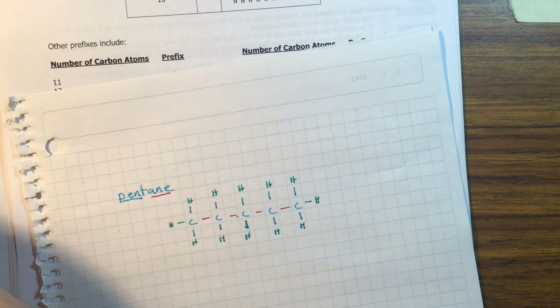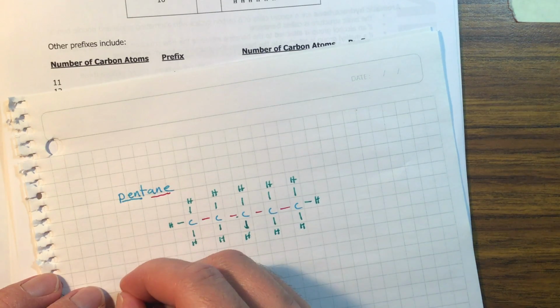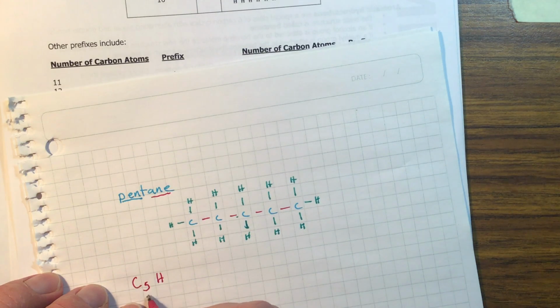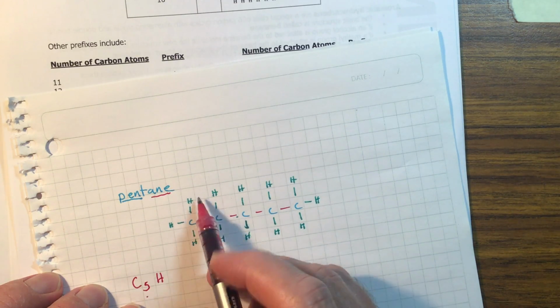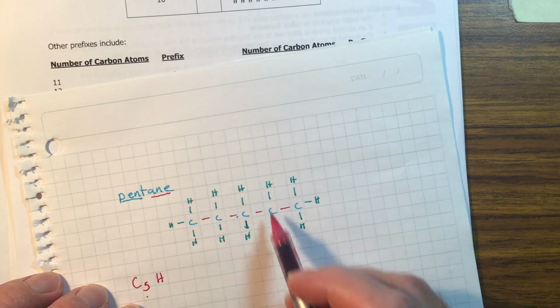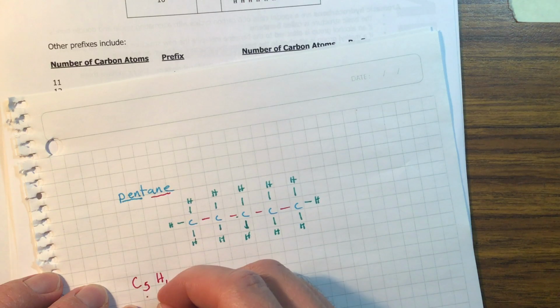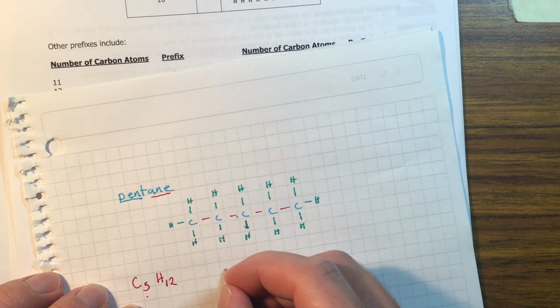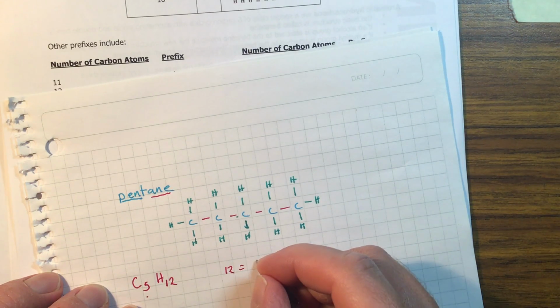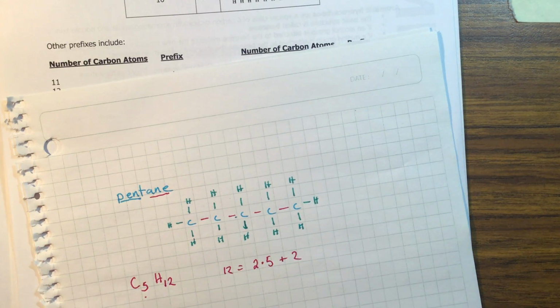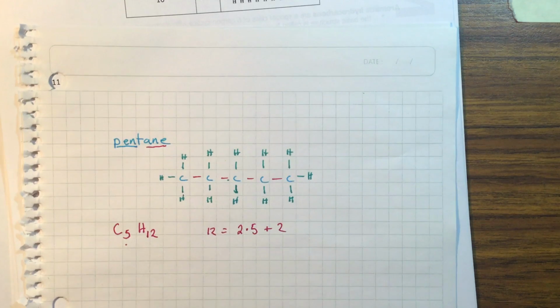So pentane has C5, and then for H, we take our 5 and multiply by 2 to get 10: 1, 2, 3, 4, 5, 6, 7, 8, 9, 10. Then we add 2 more to get 12. 12 is equal to 2 times 5 plus 2. That's pentane, all single bonds everywhere.